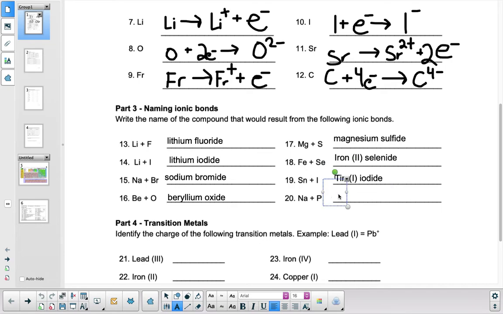And our last one here, we have sodium and phosphorus. This is going to change to sodium phosphide.